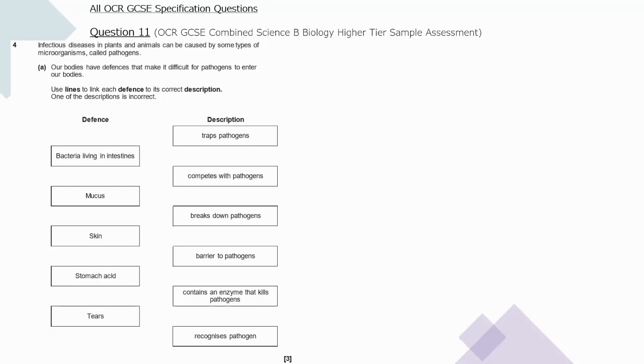So we've got our defences here. So bacteria living in intestines, so they are going to compete with pathogens. We've then got mucus. We know that mucus traps pathogens. Then skin, we know, acts as a barrier. Stomach acid breaks down pathogens, and tears contain an enzyme that kills pathogens. And you can see our answer here.